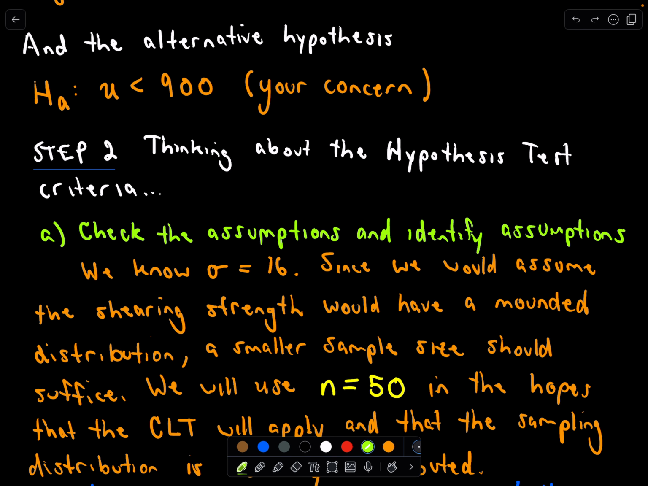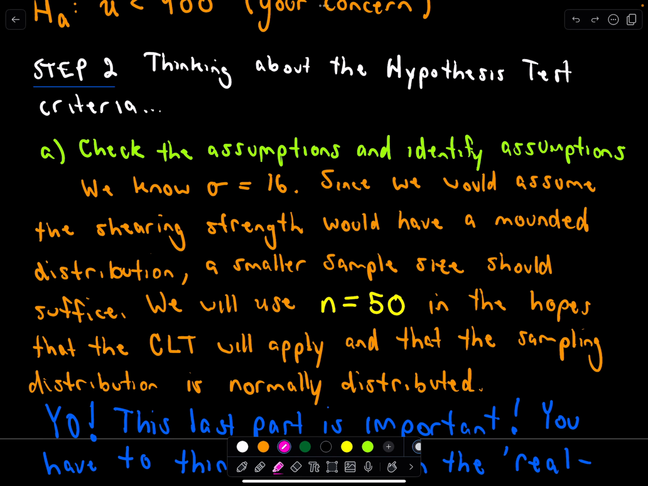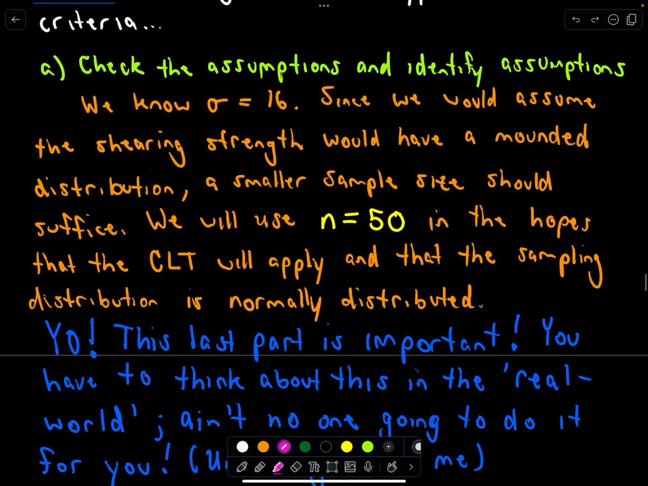So now we've got to think about these hypothesis test criteria. There's some thinking going on. It's not mechanical. So we have to check the assumptions and identify these assumptions. This is something that, through experience, a statistician or someone doing this in the quote-unquote real world would gain. We know that sigma is equal to 16. Again, oftentimes we don't. There's ways to get around that. We will address that in a different video.